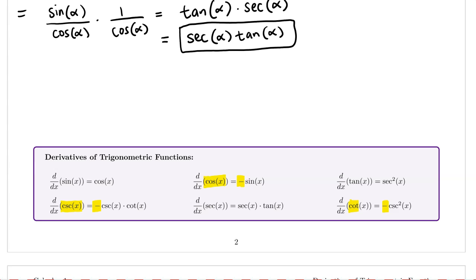You will need to memorize these 6 derivatives. They're going to come up again and again, so you want to make sure that you have these 6 formulas memorized. So there they are again. If you'd like to take a screenshot or whatever, just make sure that you have these things memorized. All right, let's move on.